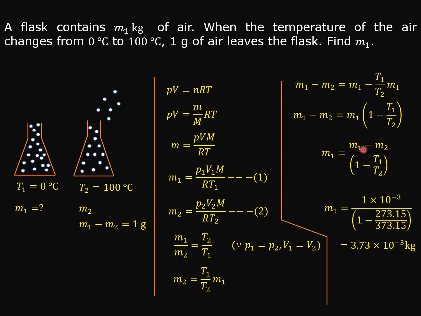Now we can substitute values. M1 minus M2 equal to 1 gram is, in kg, 1 times 10 to the power of negative 3. The temperature T1 is 0 degrees C and T2 is 100 degrees C, so please remember to convert the temperature into Kelvin. So we have 273.15 divided by 373.15. Then we get 3.73 times 10 to the power of negative 3 kg, which in grams is 3.73 gram. This is the original mass of the air in the flask when the temperature is 0 degrees C. Of course, if we want, we can find M2, the remaining mass of the air in the flask, but we don't do that because the question only wants us to find M1, and the answer is 3.73 gram.